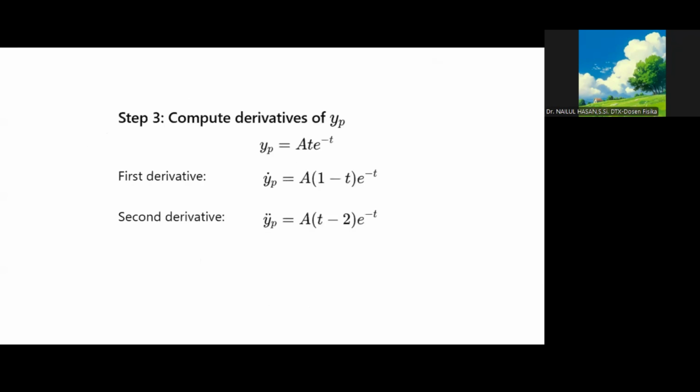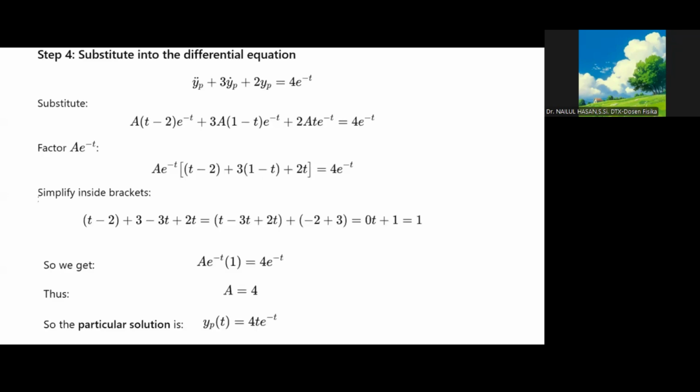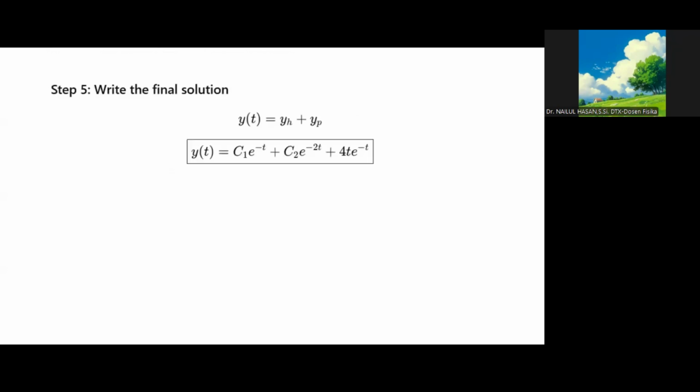So we have particular solution like this. If we differentiate, first derivative and second derivative, and then look into the differential equations, we can get like this, and we can substitute the first derivative and second derivative, right? And we can simplify inside the bracket here, so we get a equal 4. So the particular solution is 4 times t exponential minus t. And the final step here, we can write the final solutions.